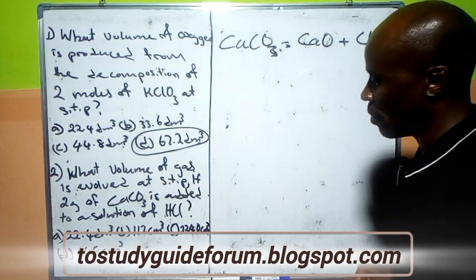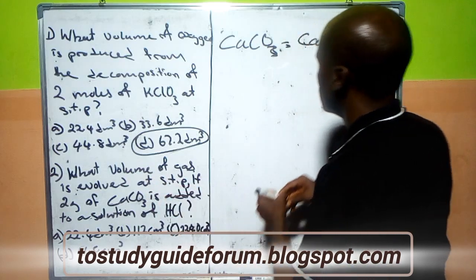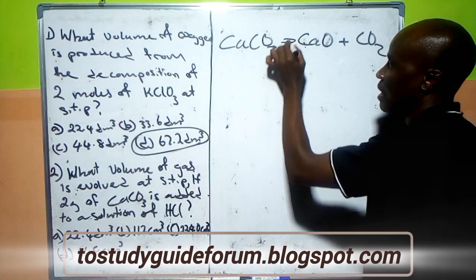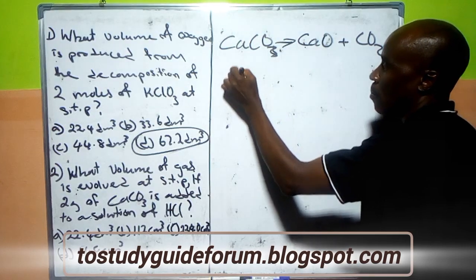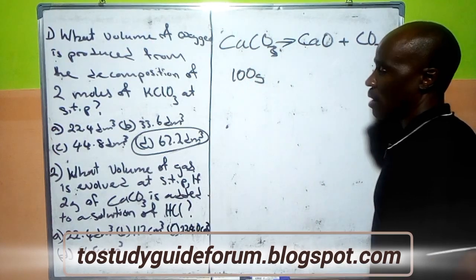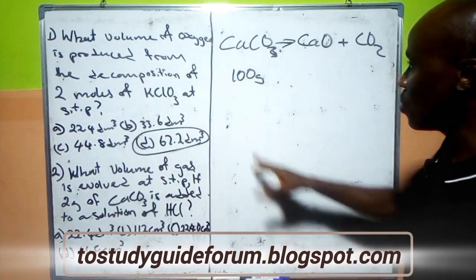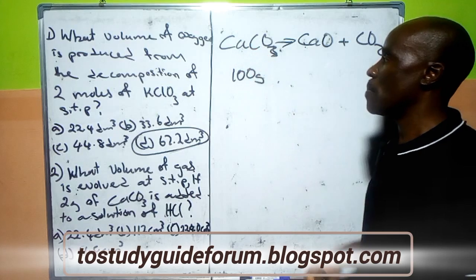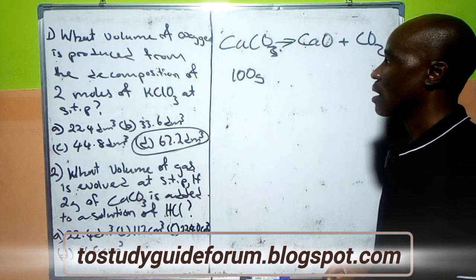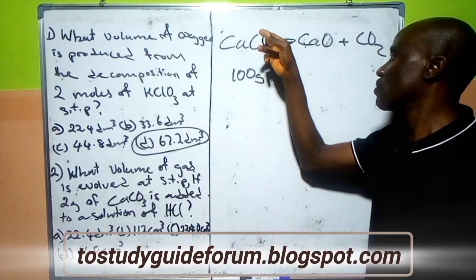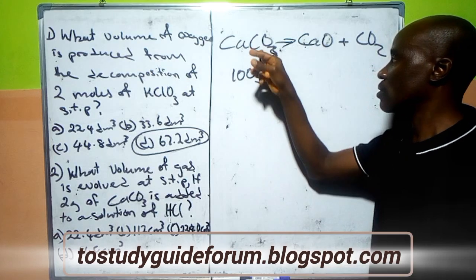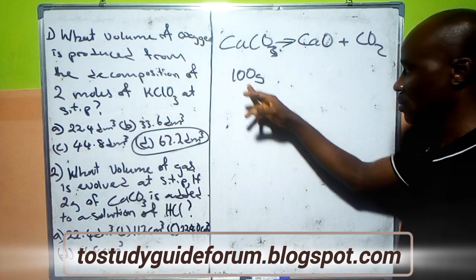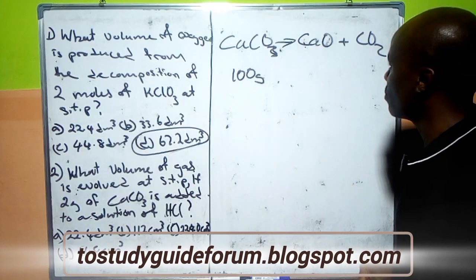So in this carbon(IV) oxide, from this chemical equation, we find out the molar mass of this, or the reacting gram, is what? 100. How do I get this? This is 40, carbon is 12, and this other one, 16 times 3, plus 12 plus 40, will get what? 100.